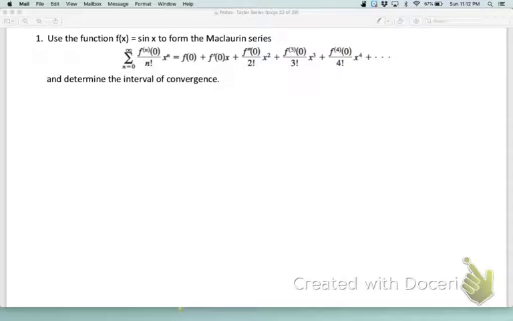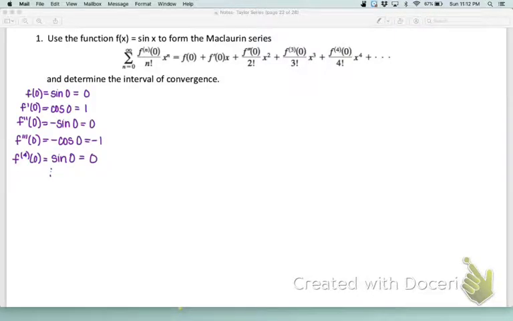So the first thing we need to do is start building out the first few terms of our series and then use that to be able to find the pattern. So we need to start by finding all of these successive derivatives of sine of x at the center, which is 0. So there's our list of derivatives up to the first 4. After that, this is going to be a cycle. So this is just going to repeat over and over again.